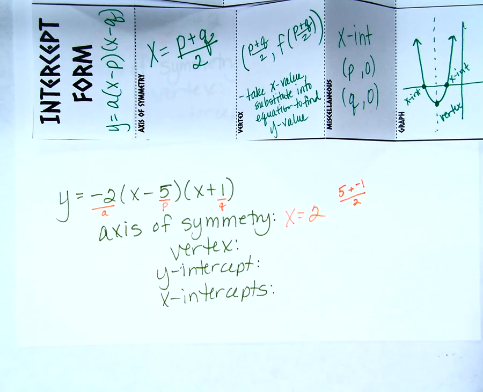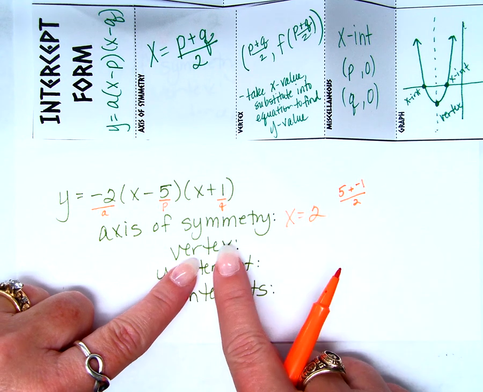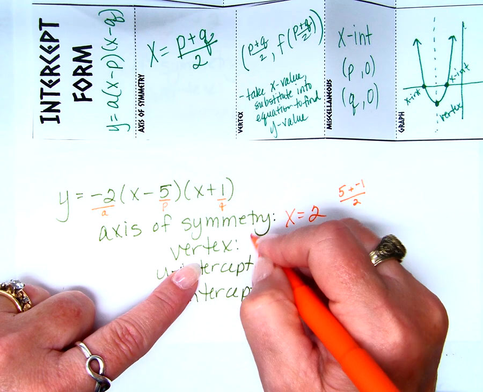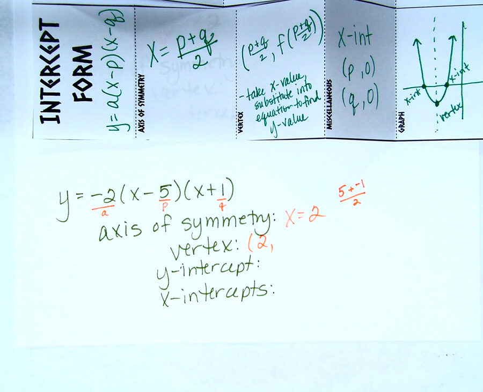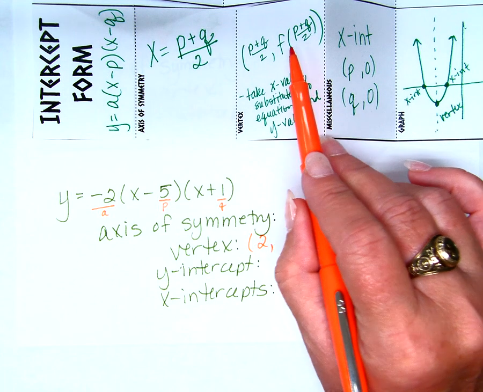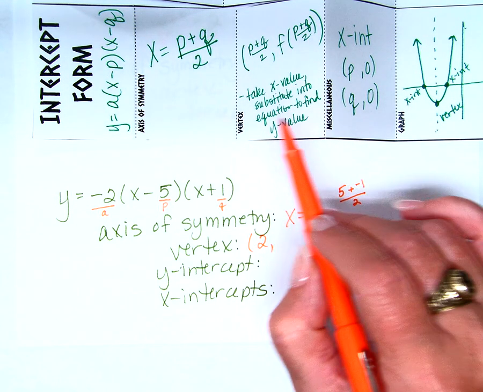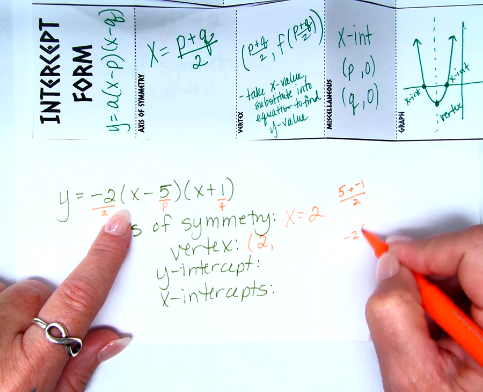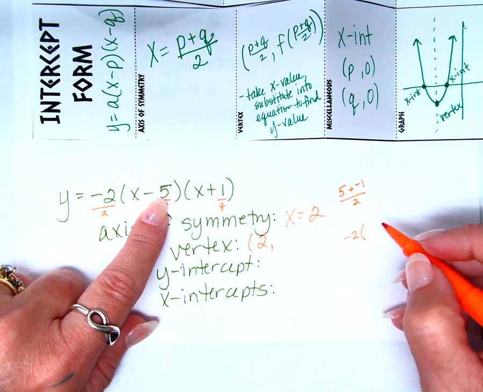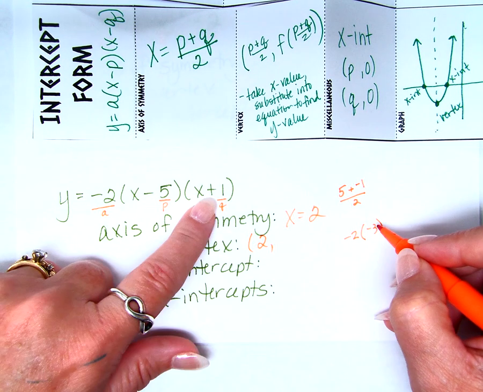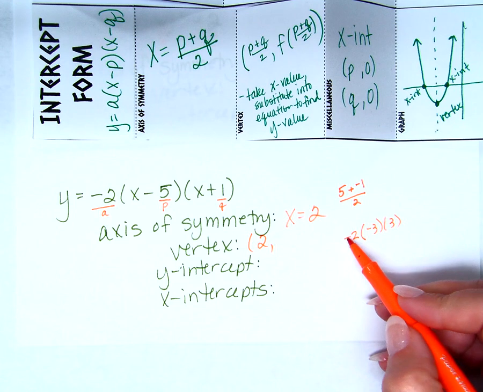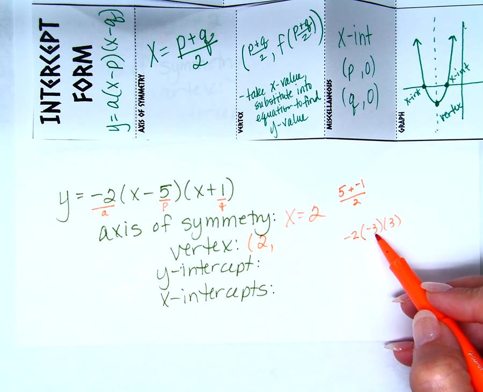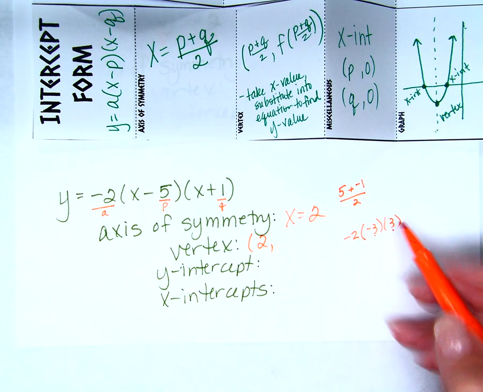You know the difference though, right? 2 is just a number. X equals 2 is the equation of a line, which is what I need for my axis of symmetry, right? So if I know the axis of symmetry, what else do I know? Part of the vertex, right? The x coordinate of the vertex. How do I find the y coordinate? You look. Not this time. This time I have to plug it in, right? Okay. So let's see, -2. What is 2 minus 5? -3. And what's 2 plus 1? 3. So what is -2 times -3? Positive 6 times 3? 18.